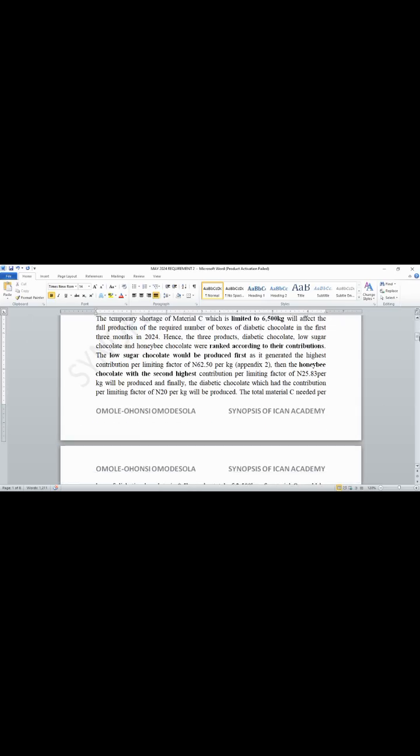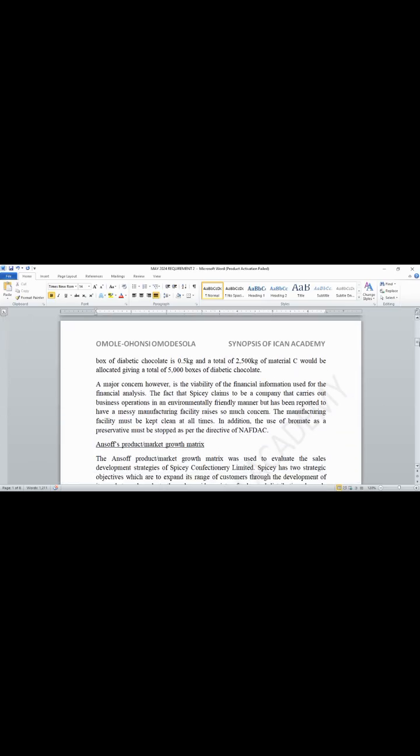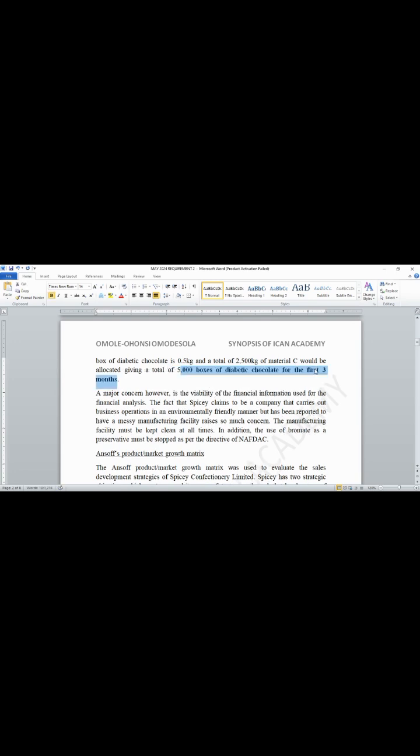Then the total material needed for the diabetic chocolate, because that's what they asked us to do for the first 3 months, is 0.85. So this will be giving a total of 5,000 boxes of diabetic chocolate for the first 3 months. This was what they actually told us to do for the first 3 months. So we'll talk about it. You don't need to bold yours in the exam. I'm just making this bold so they can see what I'm trying to talk about.